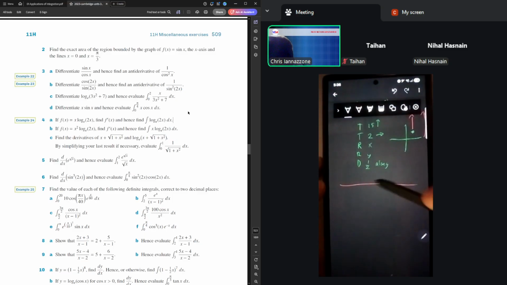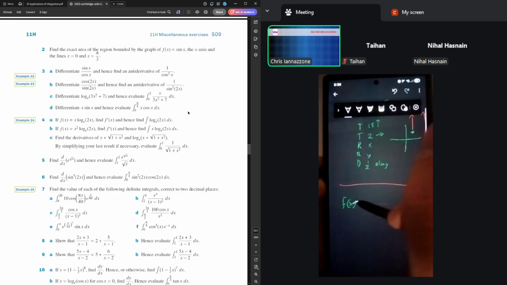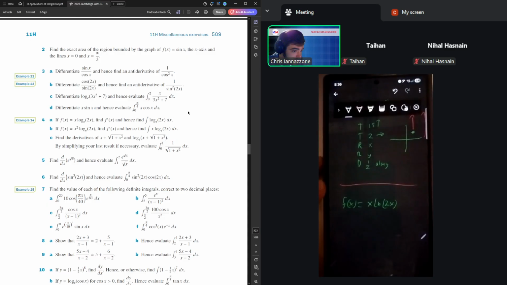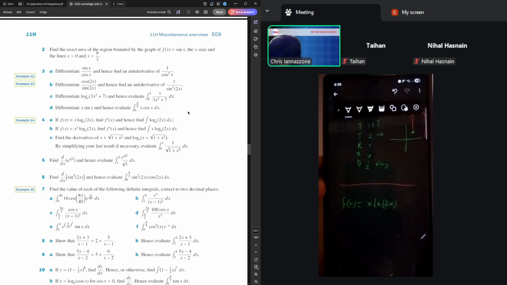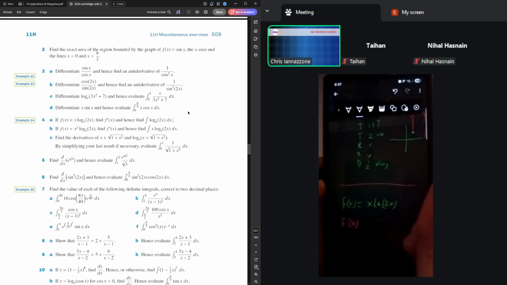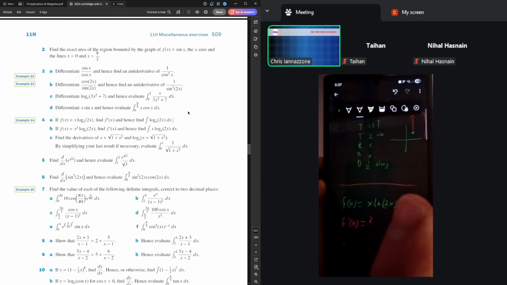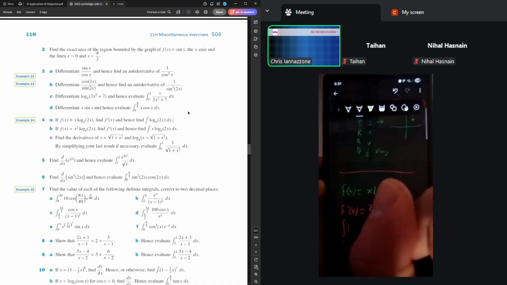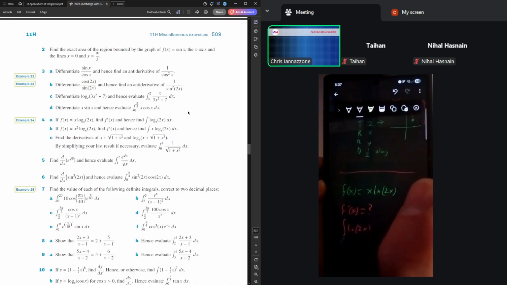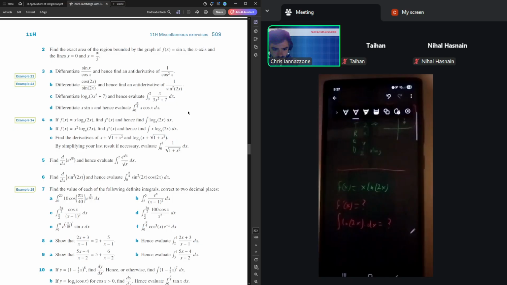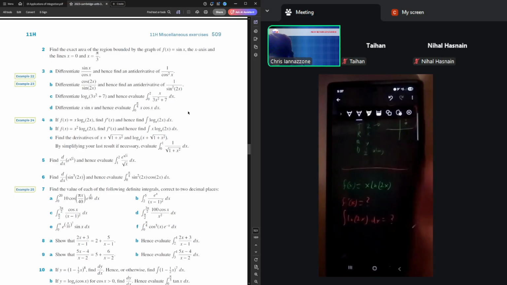So we've got f of x is equal to x natural log 2x. Find the derivative, hence find the integral. So we want to know what's our f dash, and we want to know the integral of natural log 2x. Those are the two things we want to know. One of those is going to be significantly easier to find than the other.